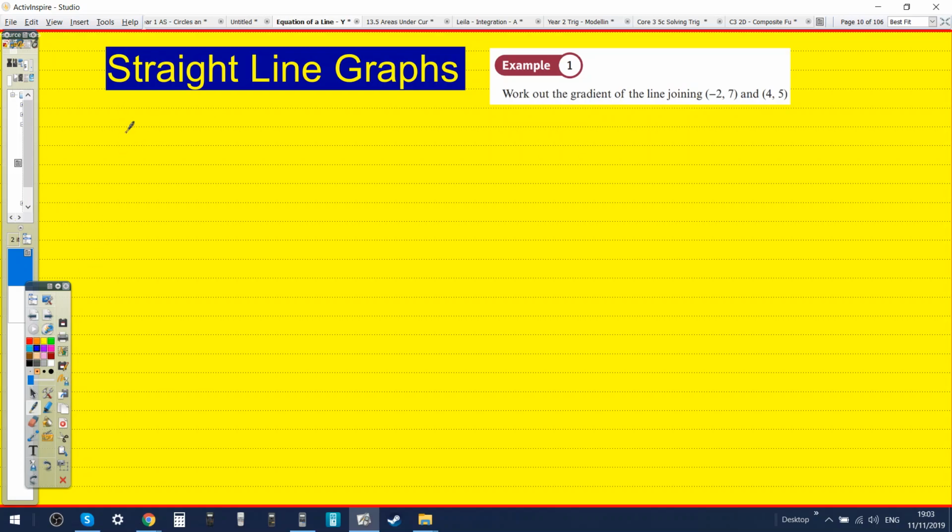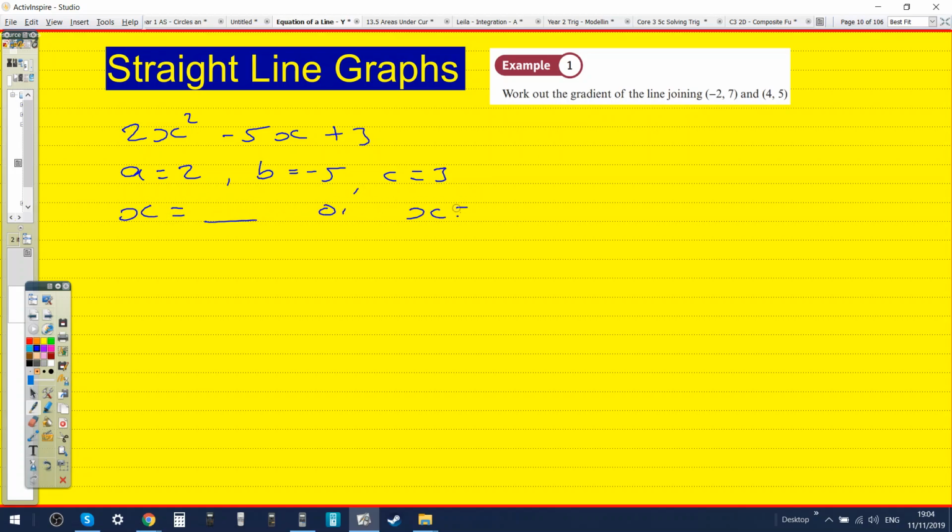So if you had 2x squared minus 5x plus 3, your working out would be, if you like, a equals 2, b equals minus 5, c equals 3, but that's unnecessary. All you'd have to write is x equals answer. So this is one mark up here, and then this is one mark here, and there's no marks in between.